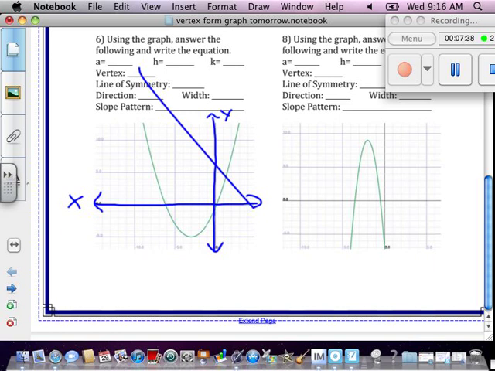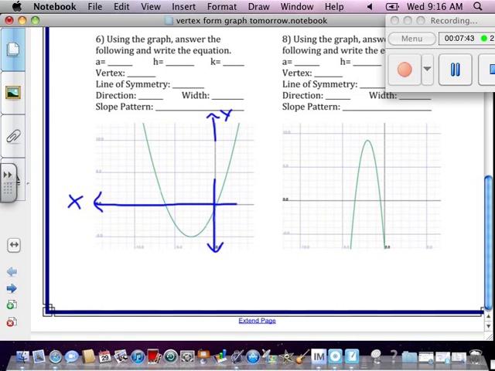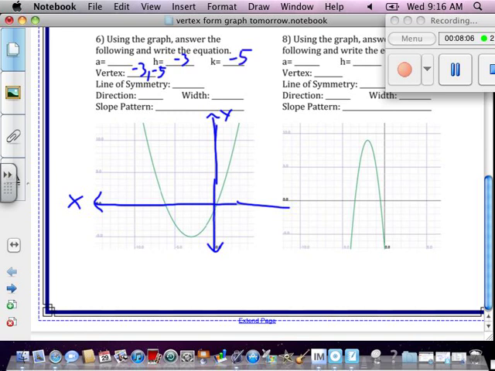And a, so we know the x value is -3. And how far did it go down? So if you look at the side, it should say -5. So h is -3, k is -5. Okay, what's the axis of symmetry? X equals -3. Which direction is it, up or down?